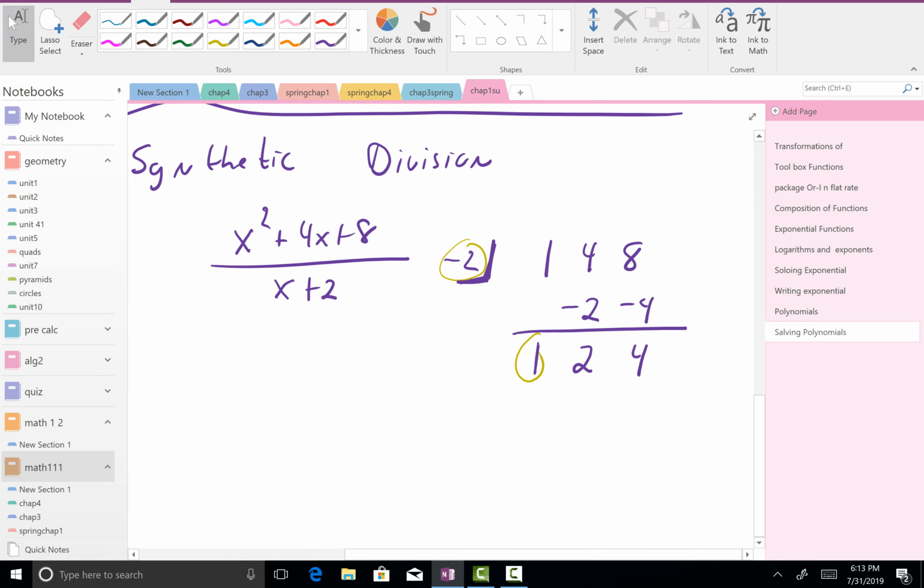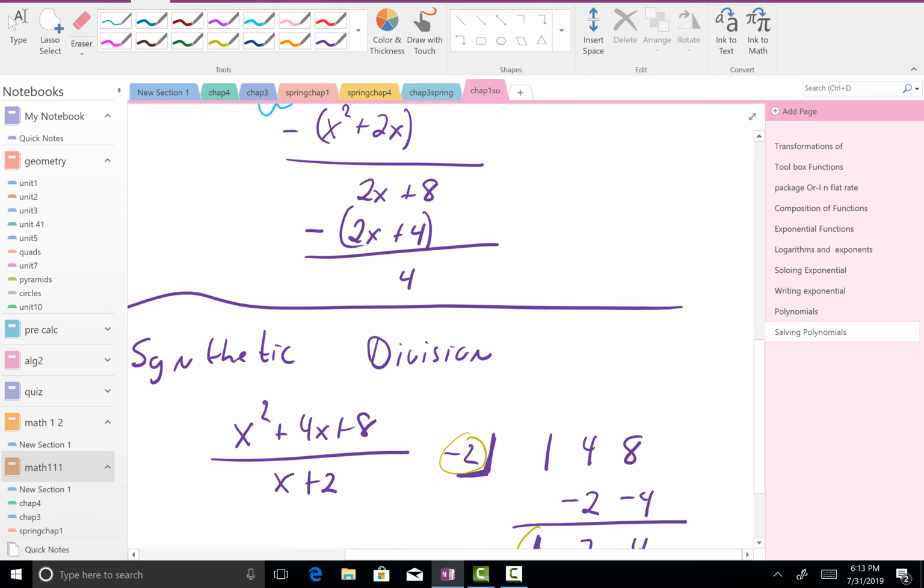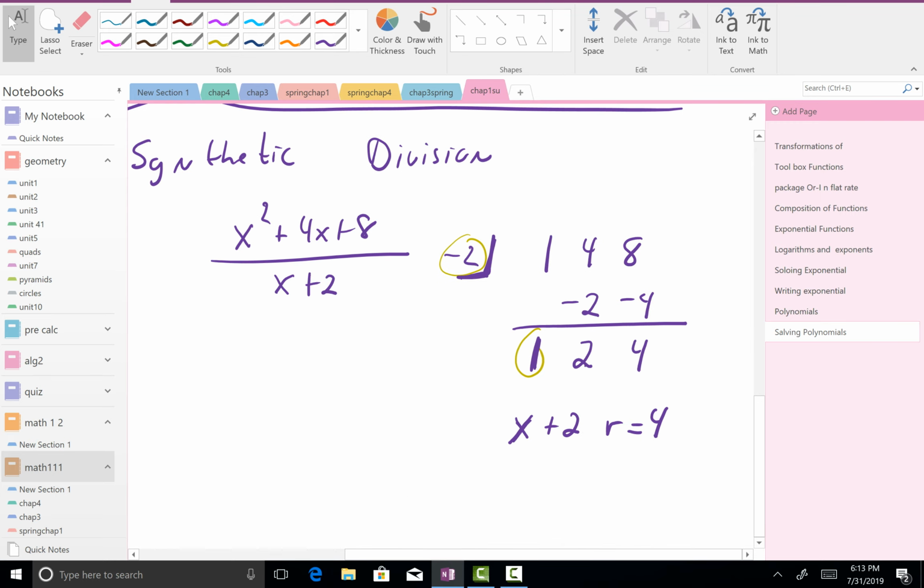So what's my answer? Well, I had an x squared, and I divided by an x. So that means that this is the coefficient in front of the x. Because if I take an x squared and divide it by an x, what I'm left with is an x. So I have 1x plus 2 remainder 4. So we should have got the same answer as we did up here. Okay? x plus 2 remainder 4. It's the same thing. See, synthetic division is way easier to use than polynomial long division.